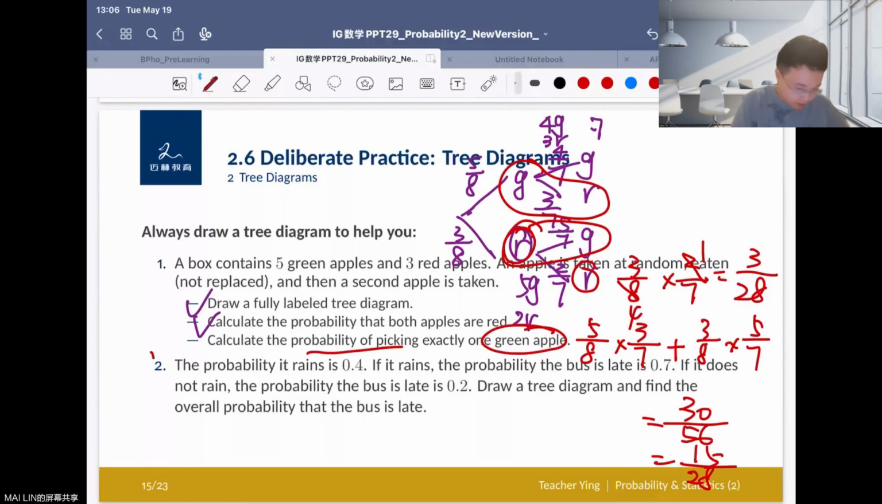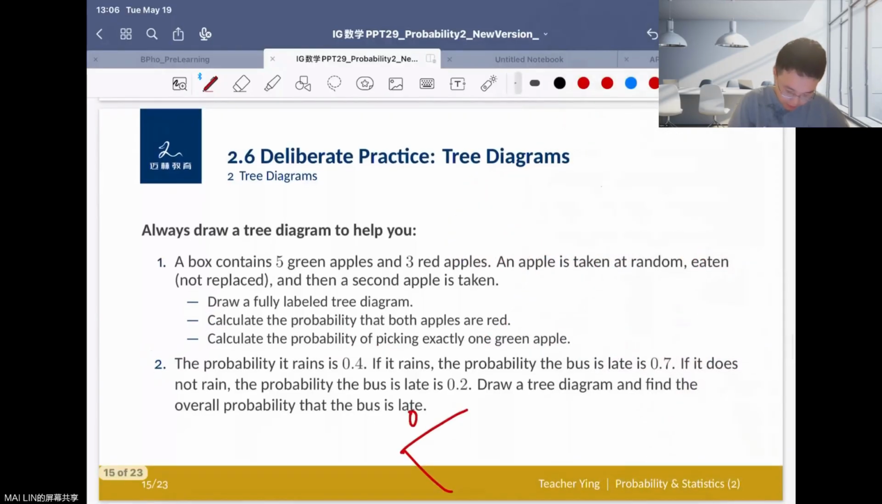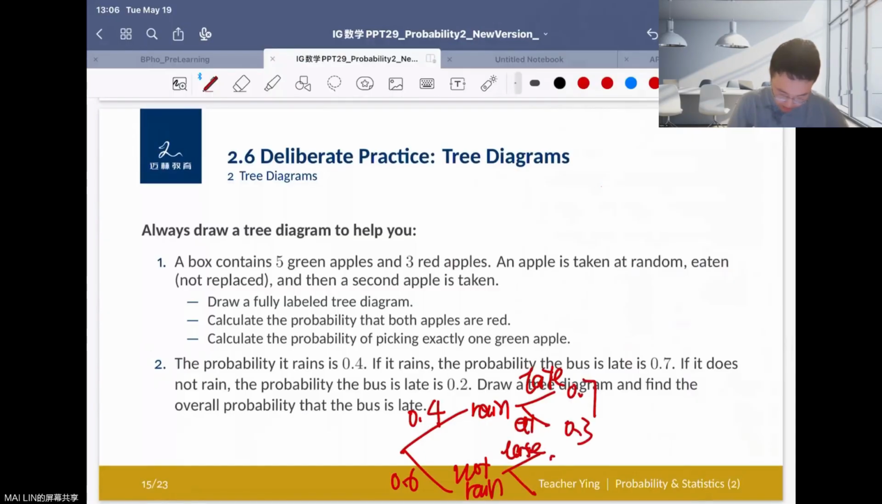And for the second problem, the probability it rains is 0.4, and if it rains the probability the bus is late is 0.7, okay? If it doesn't rain, the probability the bus is late is 0.2. So draw the tree diagram, and find the overall probability the bus is late, okay? Because first we have rain at 0.4, right? So not rain is 0.6, right? And when it rains, the probability for late is 0.7, and for on time is 0.3, right? So not rain, we also have late. Late is 0.2, and on time is 0.8, right?